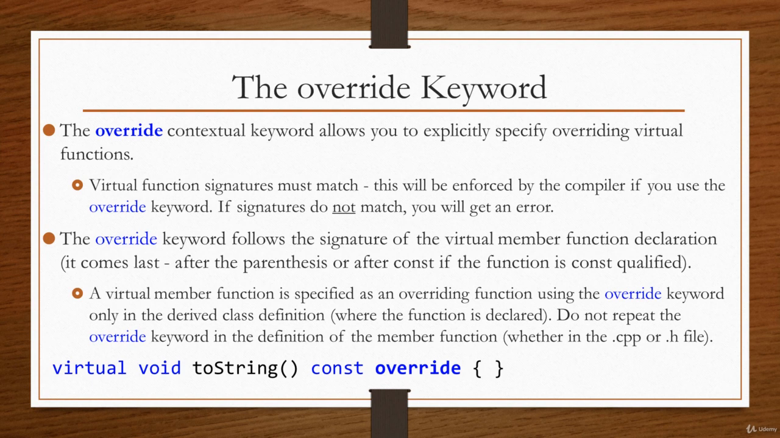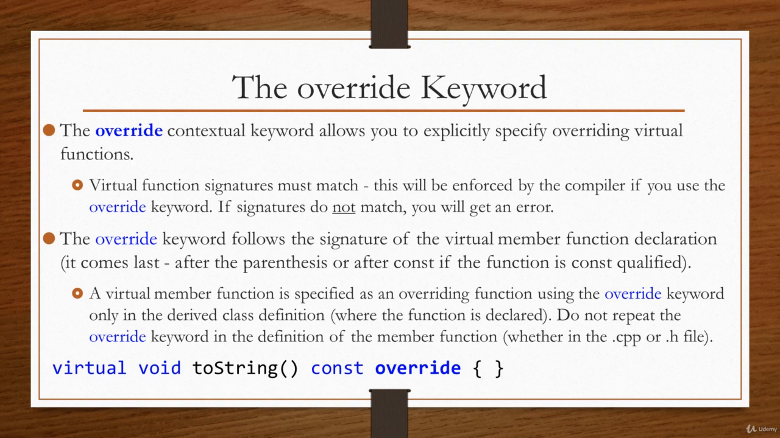In other words, where the function is declared or defined, that is, if the member function is also defined in the class definition. But we don't repeat the override keyword in the definition of the member function, that is, if the member function is declared and defined separately. That is whether the member function is defined in some other .cpp file or the same file, so maybe in the same header file. Again, you only add the override specifier once, that is where you declare that member function.